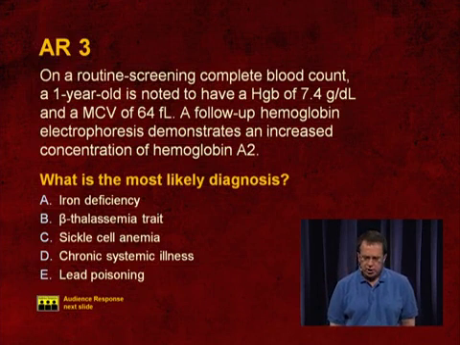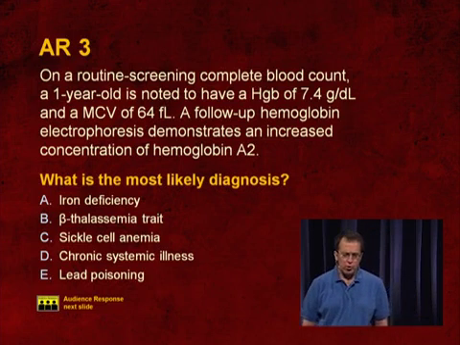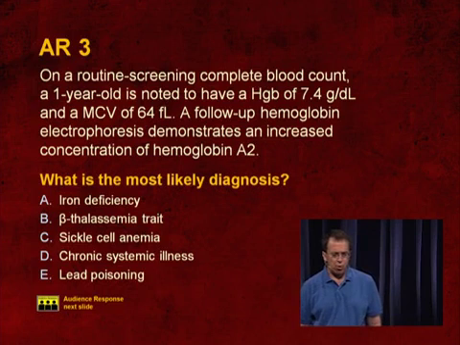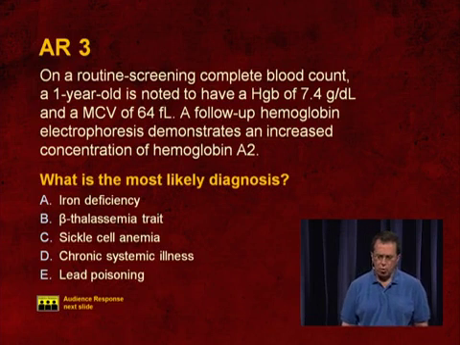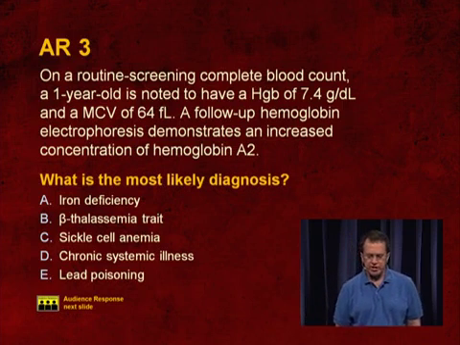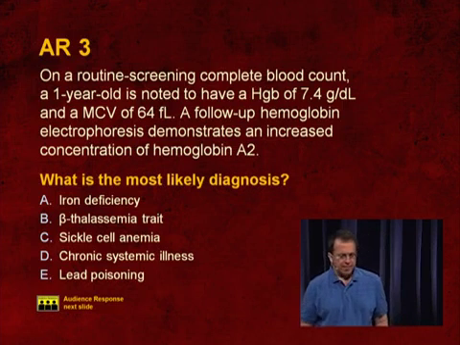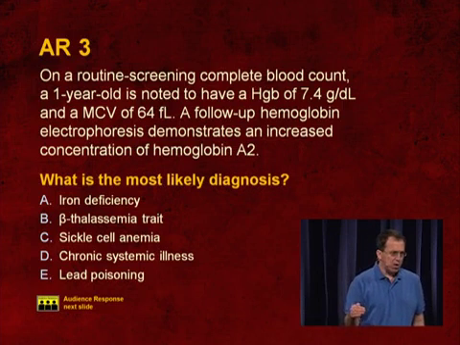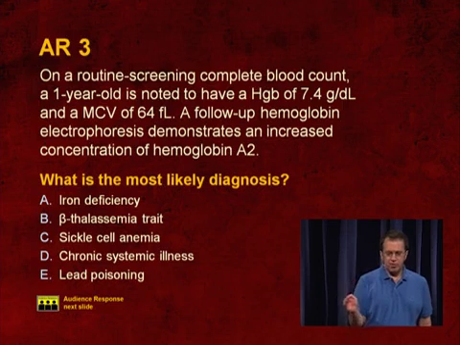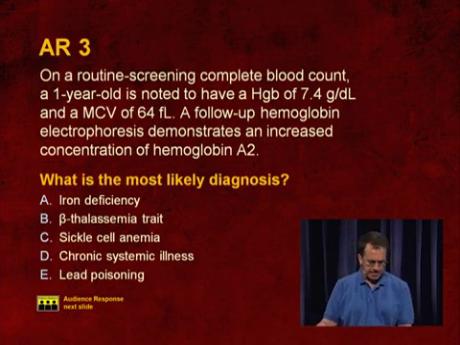Know it. Routine screening, complete blood count of a 1-year-old noted to have a hemoglobin of 7.4 and an MCV of 64. A follow-up hemoglobin electrophoresis demonstrates an increased concentration of hemoglobin A2. Okay, so clearly, where's the diamond in this question? The increased A2. You have to be able to tell me what A2 means. Okay?